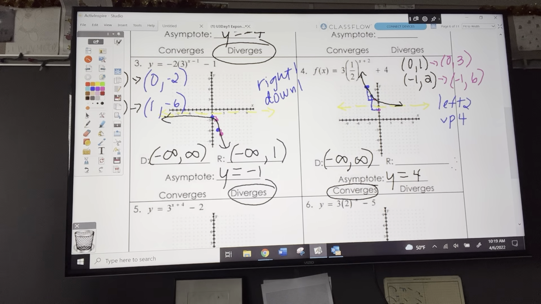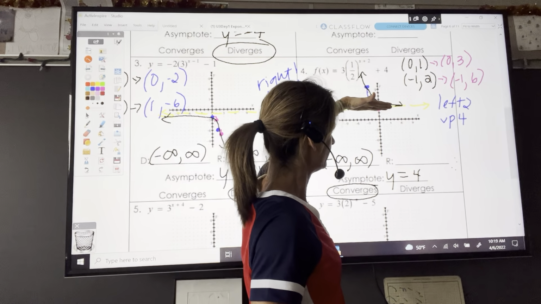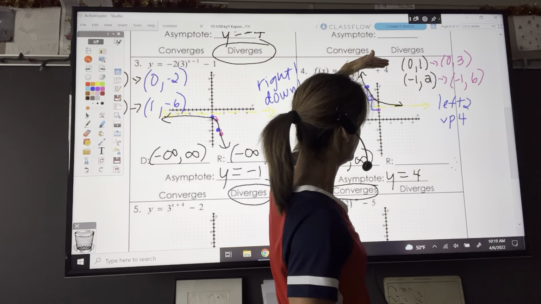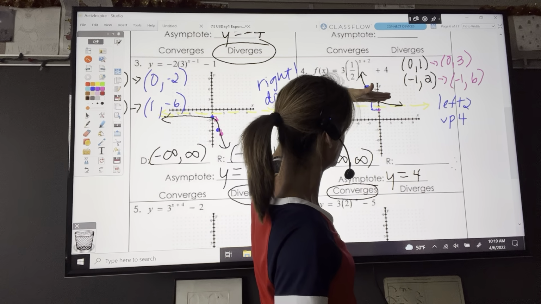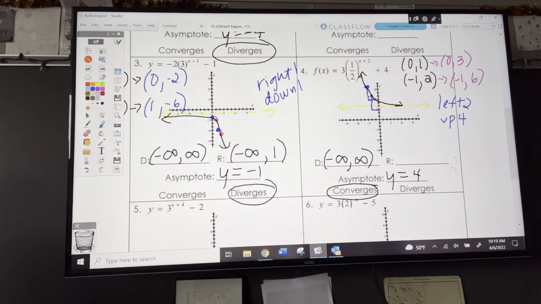Again, we've got to be careful with the range. The range goes from low to high. The lowest value for any of these points on this graph is 4. So it goes from 4 to infinity, but not including 4, because that's the asymptote. So from 4 to infinity, with a soft bracket around the 4.